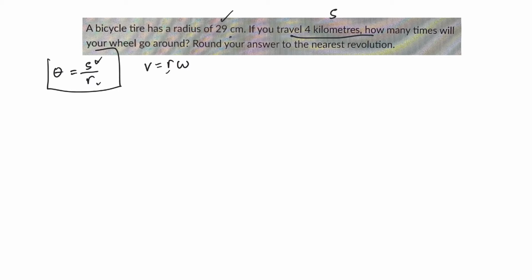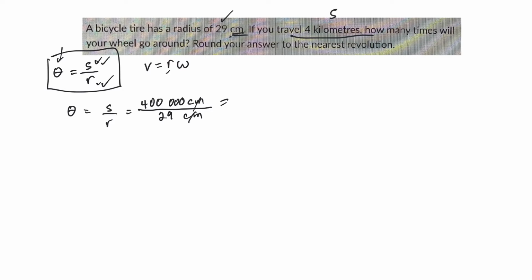Here I've got a formula where I know two of the variables, so I can figure out the third. Let's do that. Theta equals s over r, s is 4 kilometers. Let's immediately change that to centimeters because I know I'm going to need the same units. So 4 kilometers is 400,000 centimeters. Centimeters to meters, yeah, that's right. Divided by 29 centimeters, so the centimeters cancel. Let's divide that and see what we come up with.